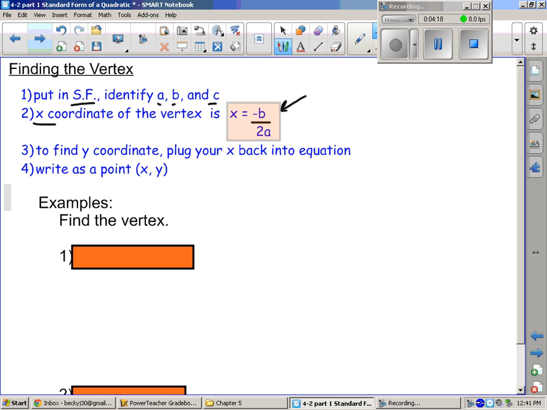So, we're going to try that, and then to find the y-coordinate, you put the x back in, and then you write it as a point. So let's do an example.